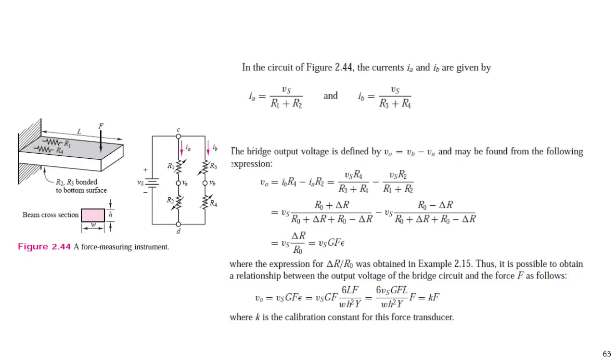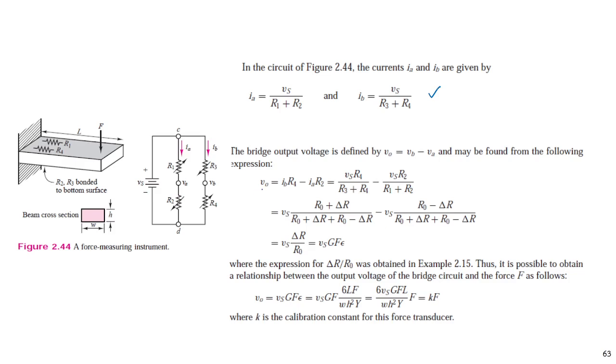Then we can calculate this circuit, right? IA is Vs divided by R1 plus R2. IB is Vs divided by R3 plus R4, right? Because the voltage across R1 plus R2 is Vs, and across R3 plus R4 is also Vs.